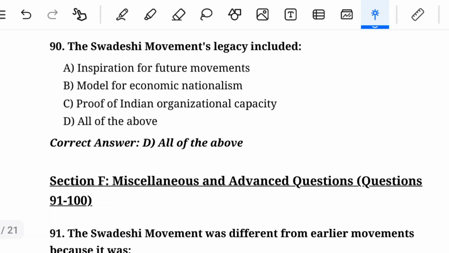90. The Swadeshi movement's legacy included: A. Inspiration for future movements. B. Model for economic nationalism. C. Proof of Indian organizational capacity. D. All of the above. Correct answer: D. All of the above.